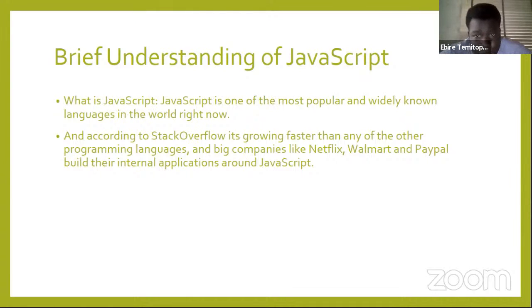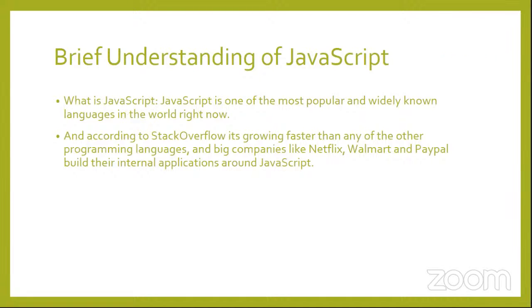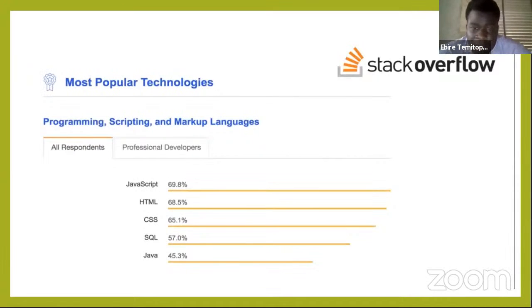JavaScript is one of the most popular and widely known languages in the world right now. It is a scripting language that is used to create interactive and responsive websites and web apps also. According to Stack Overflow, it's growing faster than any of the other programming languages. You can see the stats here showing that JavaScript is growing faster than the others.